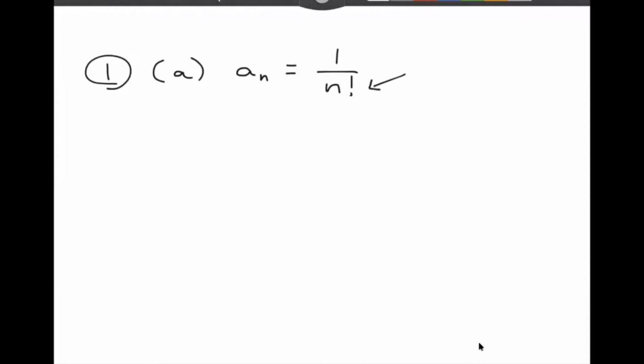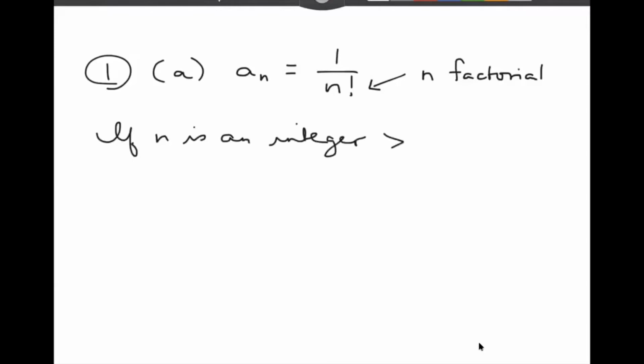This exclamation point means factorial. This is n factorial. You would have seen this if you've taken a statistics class. N factorial is defined as follows. If n is an integer greater than or equal to 1, then n factorial is defined as n times n minus 1 times n minus 2, all the way down to 1.